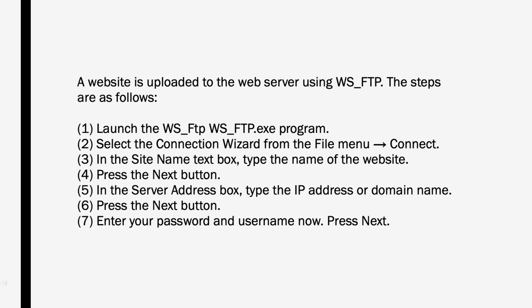The steps are as follows. 1. Launch the WSFTP-X program. 2. Select the connection wizard from the File menu. Connect. 3. In the site name text box, type the name of the website. 4. Press the Next button. 5. In the server address box, type the IP address or domain name. 6. Press the Next button. 7. Enter your password and username now. Press Next.